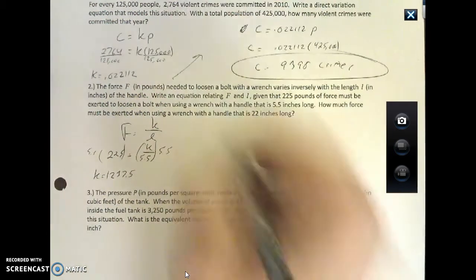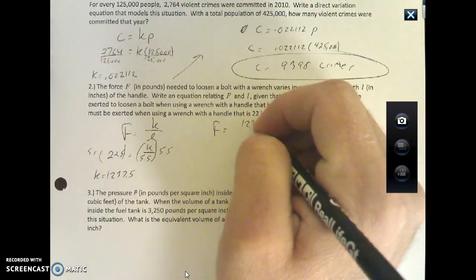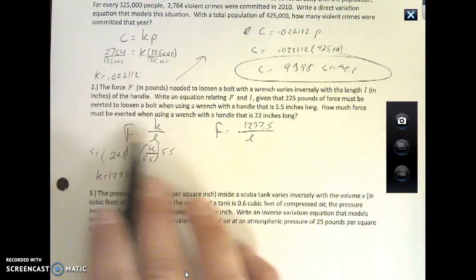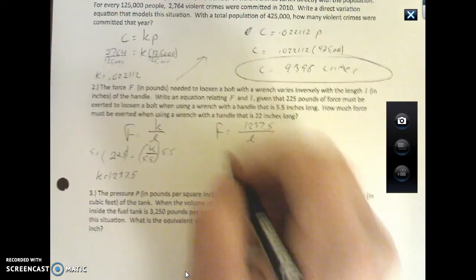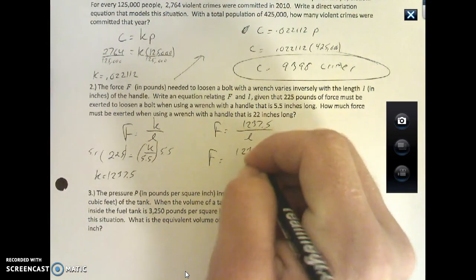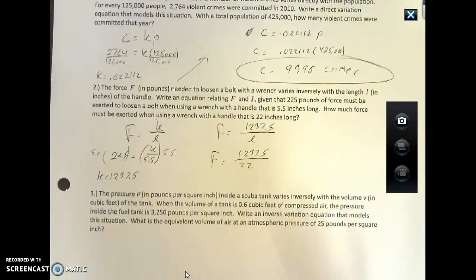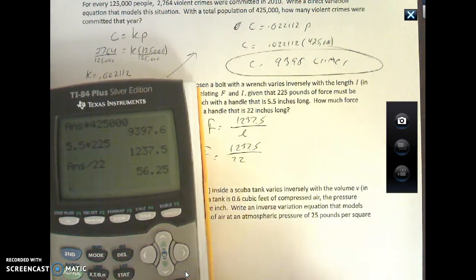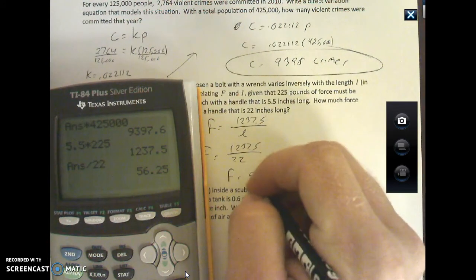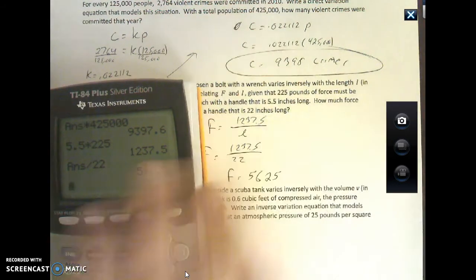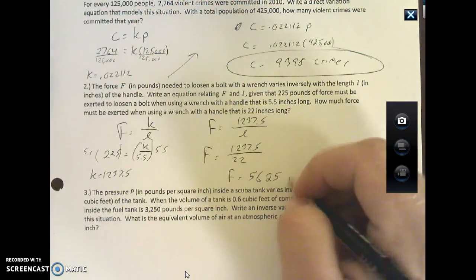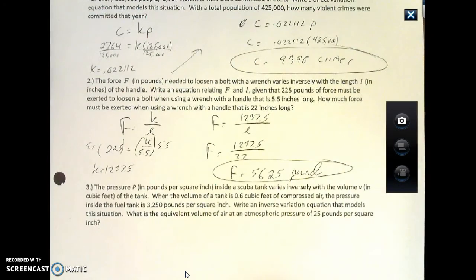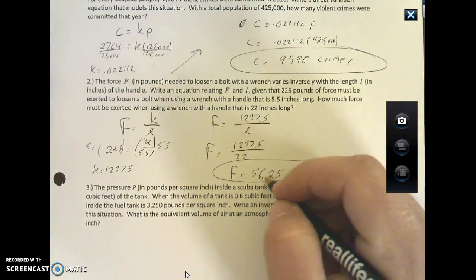So F equals 1237.5 over L. How much force must be exerted when using a wrench with a handle 22 inches long? Going back to the equation, I'm just dividing by 22, and I get my force, which is 56.25, in pounds. Cool. It's a 0.25, by the way. Just realized that.